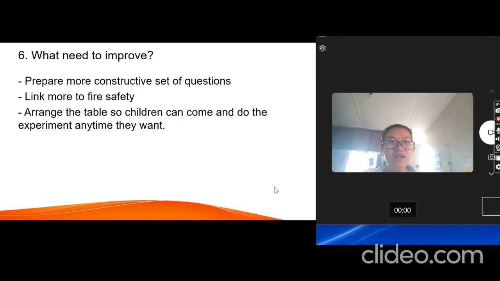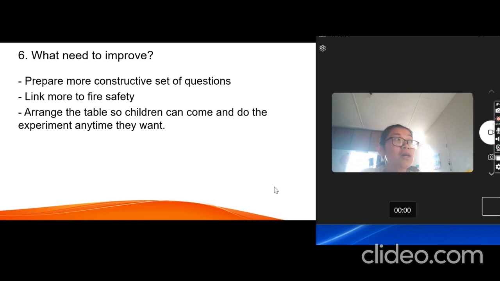However, there's still something in this learning experience that I need to improve. The first thing is I need to prepare more constructive sets of questions. My questions were really random. I just asked some questions about what is happening, what inside the cup you think makes the flame go out. And I don't really have a lot of good questions to have the children explore more. So I need to prepare more for that.